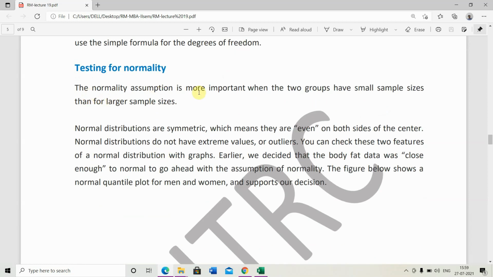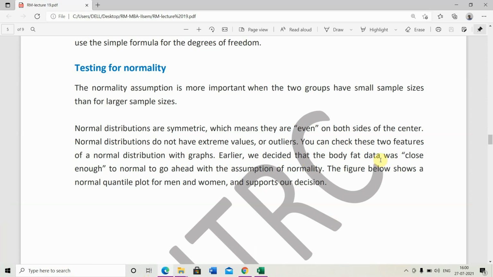The normality assumption is more important when two groups have small sample sizes than for larger sample sizes. Normal distributions are symmetric, which means they are even on both sides of the center. Normal distributions do not have extreme values or outliers. You can check these two features of a normal distribution with graphs.